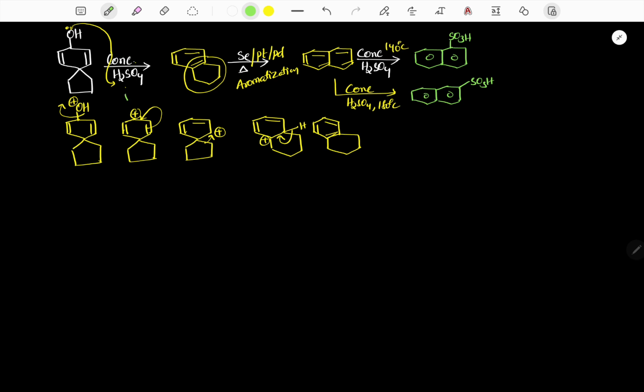The first reaction is dehydration. The second reaction is aromatization. And the third reaction is sulfonation. It is simply electrophilic aromatic substitution and the electrophile is SO3. Sulfonation is always reversible.